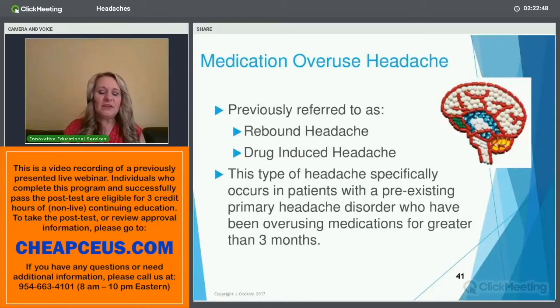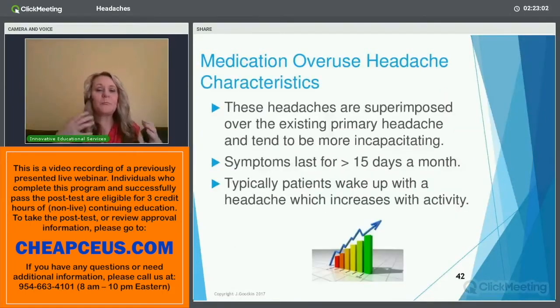What they are finding is that as we have patients with greater access to medications, you see the advertisements on TV. Over-the-counter medications are very readily accessible, so individuals may be falling into this medication overuse headache and not even realizing it. They are superimposed on top of the existing headache.